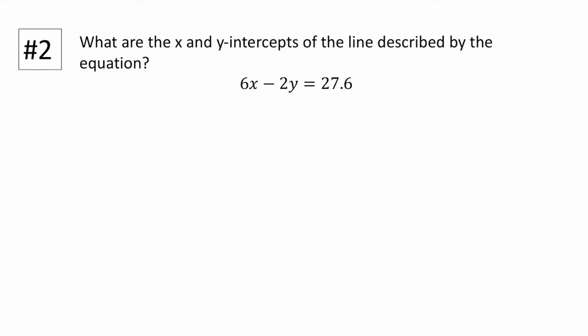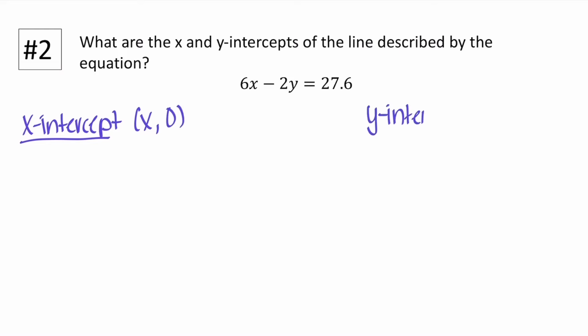So in the second question, it says, what are the x and y intercepts of the line described by the equation 6x minus 2y equals 27.6? So remember the x and y intercepts and where they occur. The x-intercept will occur when y equals 0. So the x-intercept will be at (x, 0). The y-intercept will occur where x equals 0. So the y-intercept will be (0, y).